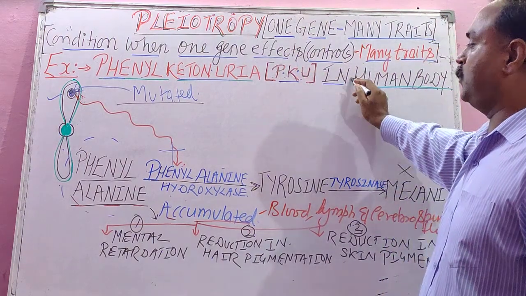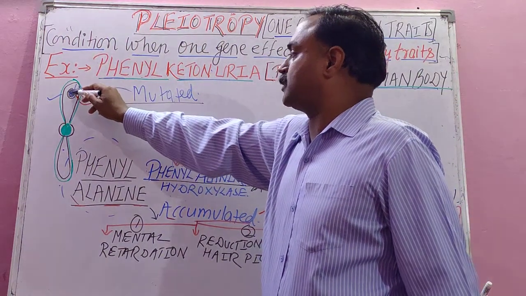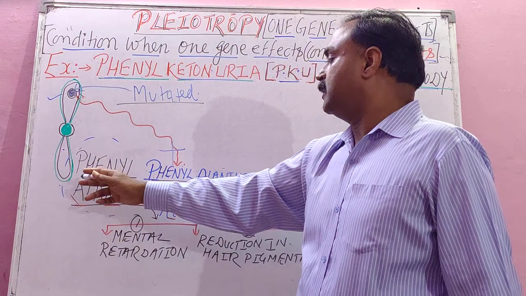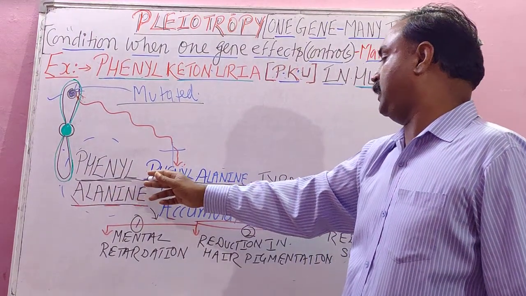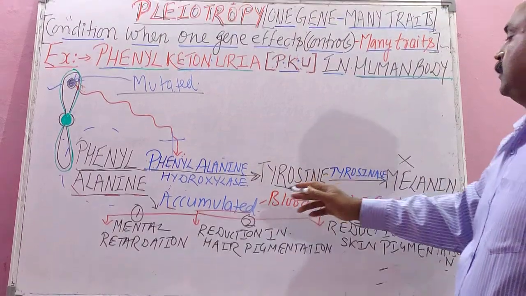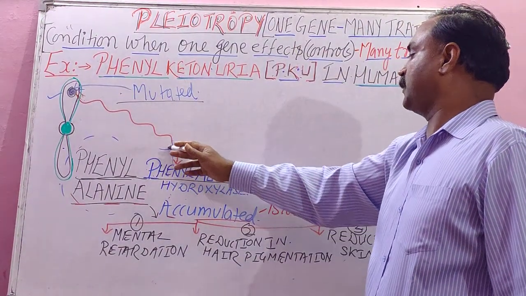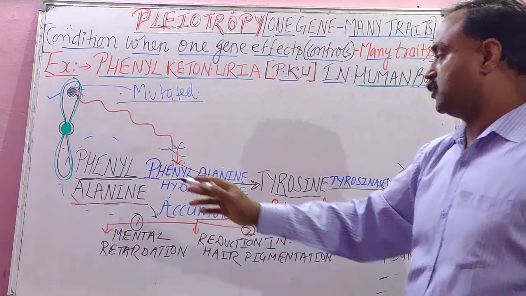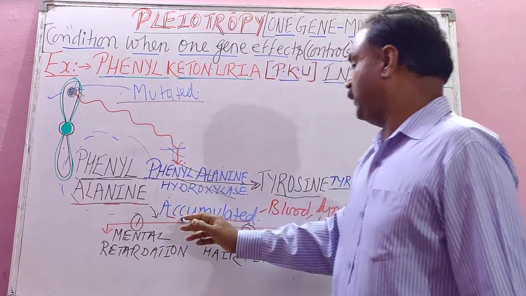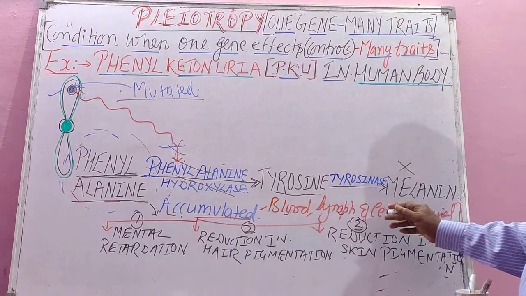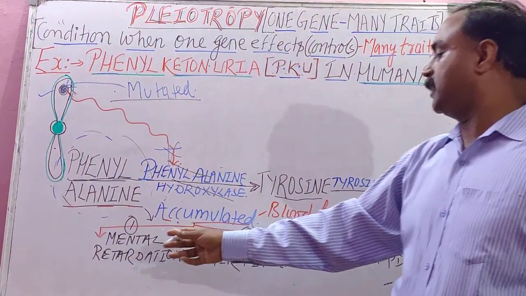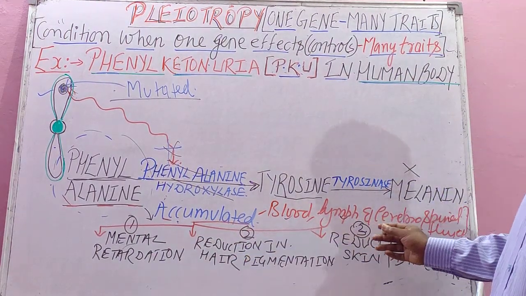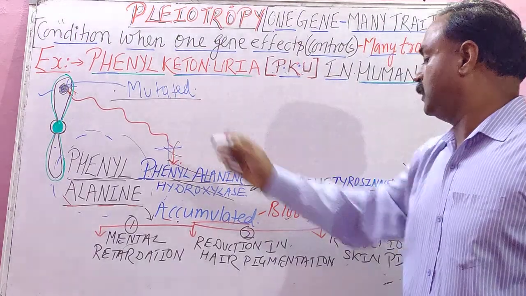Example, phenylketonuria in humans. This is the chromosome and this is the gene responsible for production of the enzyme phenylalanine hydroxylase, which catalyzes the conversion of phenylalanine into tyrosine. But due to mutation, this is not produced. Phenylalanine hydroxylase is not produced. So phenylalanine will accumulate in our body. Where will it accumulate? In the blood, in the lymph, in cerebrospinal fluid, and so it will result in these traits: mental retardation, reduction in hair pigmentation, and reduction in skin pigmentation. So one gene, many traits.